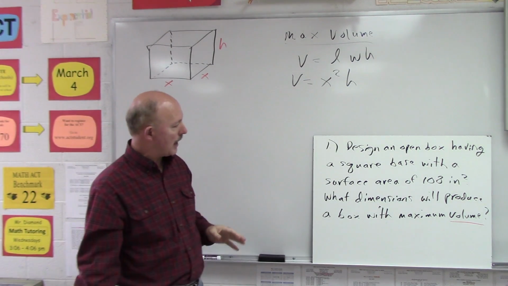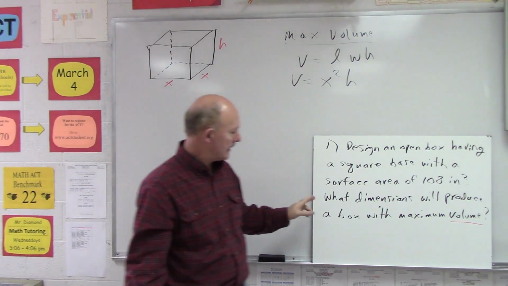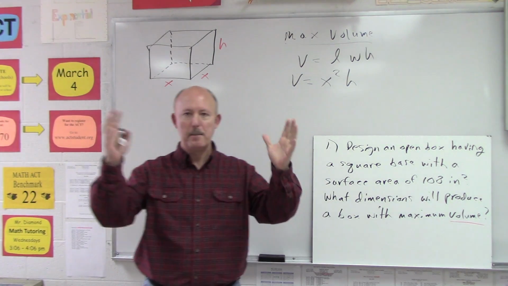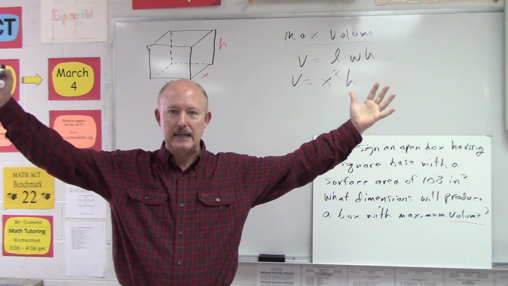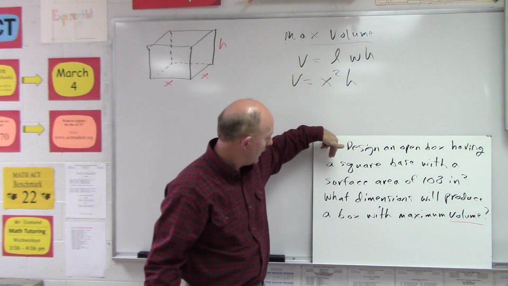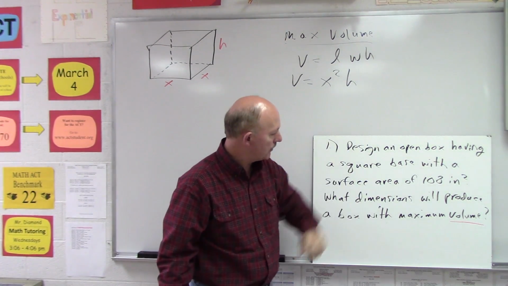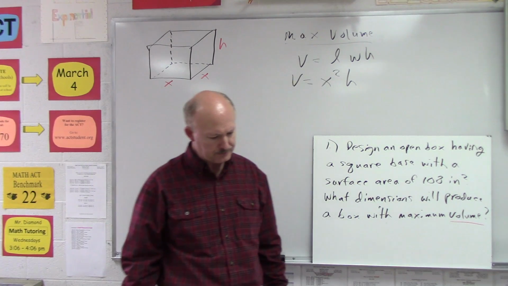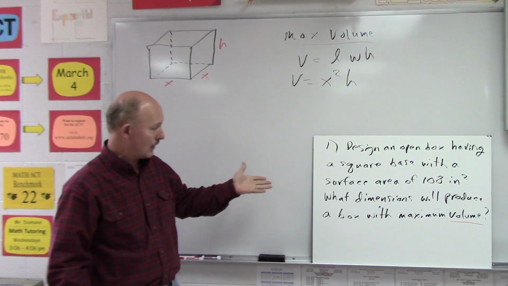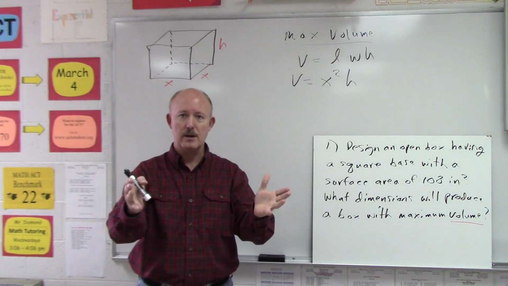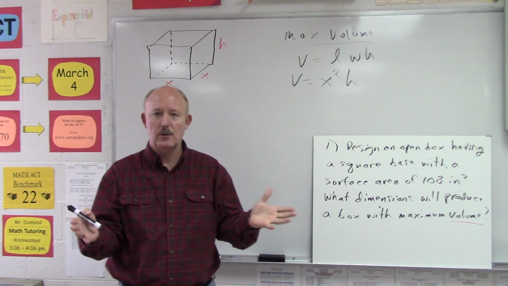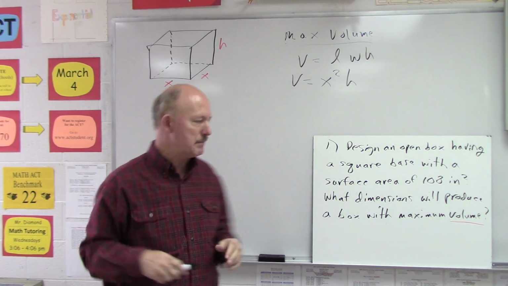Now, if you notice in this problem, they give us a constraint. You can't just make a box that's infinitely big. It has a square base with a surface area of 108 square inches. So it has to have a surface area of 108 square inches, and you can't make a box that's infinitely big.